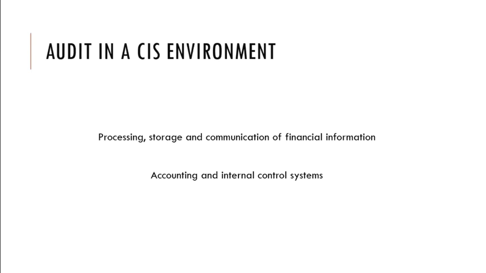What changes is the processing, storage, and communication of financial information, because before, what was used to process, store, and communicate financial information was paper. You would see papers stuffed in folders and envelopes, a lot, bulky. But for computers, there are hardly any paper trails left, as they are inside the computer. And then the use of accounting and internal control systems.